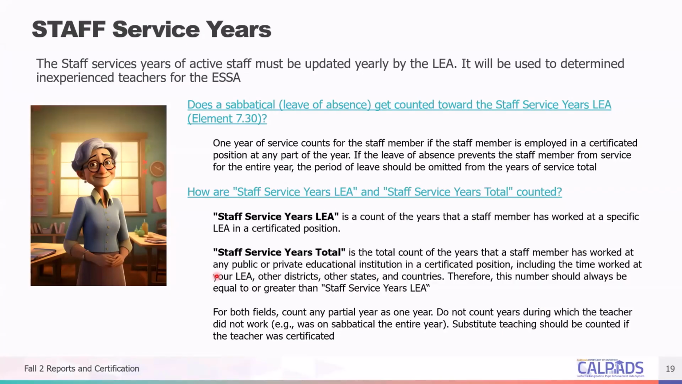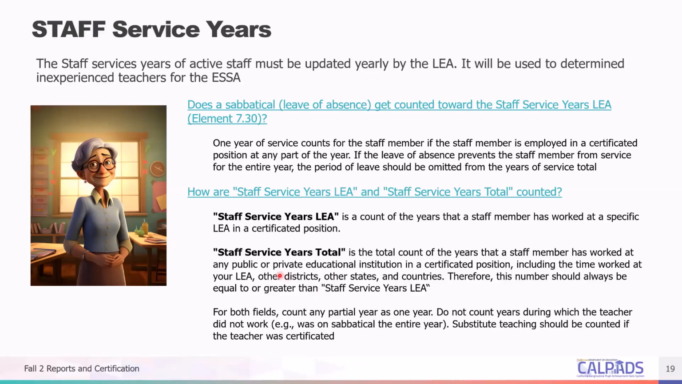So for the staff service years, we would like to emphasize more on this because this will be used by ESA in determining if you have staff members who are inexperienced. So the staff demographics provides key data for this. For staff service years LEA, it's essentially the count of years that the staff member has worked at a specific LEA in a certificated position. So if the staff member is in their first year, you count it as 1 year.